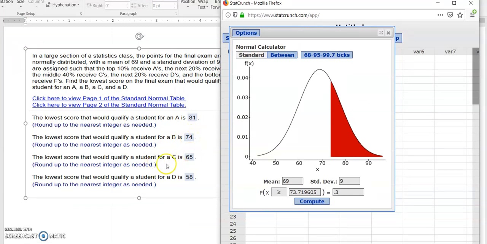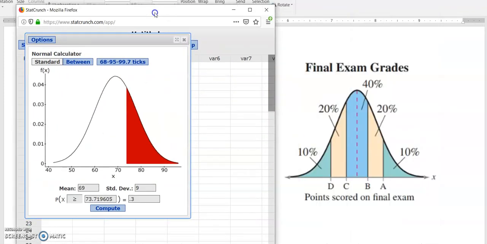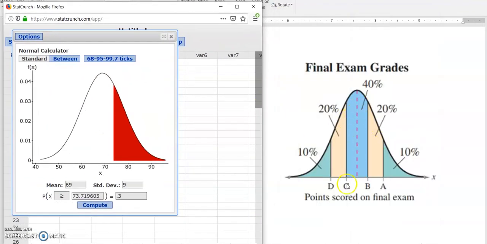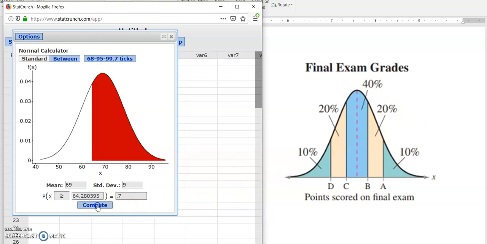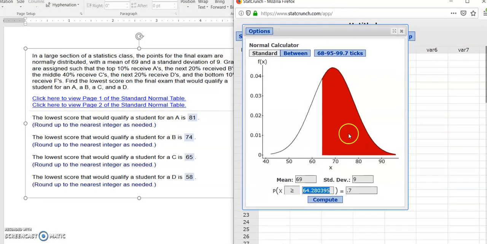And then one more, we'll do C. So for C, you got this cutoff. That's 40%, 20%, 10%. Add all those up, and you get 70%. So we get 64.28.